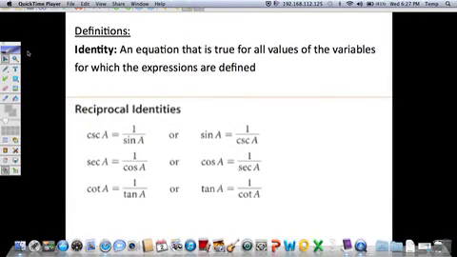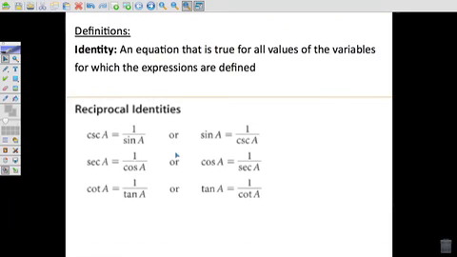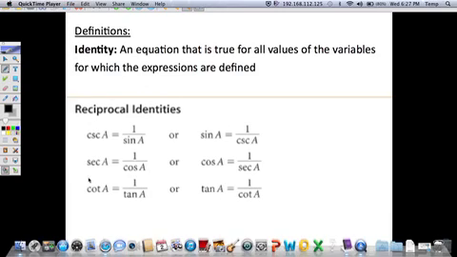Okay, so LT4 talks about proving and applying basic trig identities. First, the definition: an identity is an equation that is true for all values of the variables for which the expressions are defined. So basically, one side of your equation equals the other side.